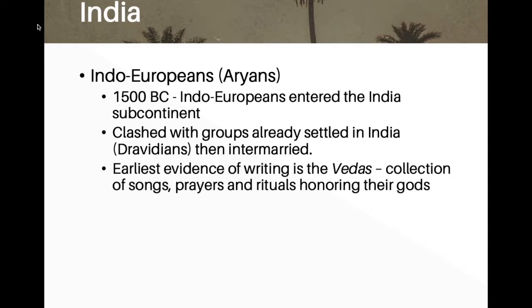The civilization began to become established, and there's actually the earliest evidence of writing of the Indo-Europeans, called the Vedas, and this is a collection of songs, prayers, and rituals honoring their gods. So this is the Aryan peoples.